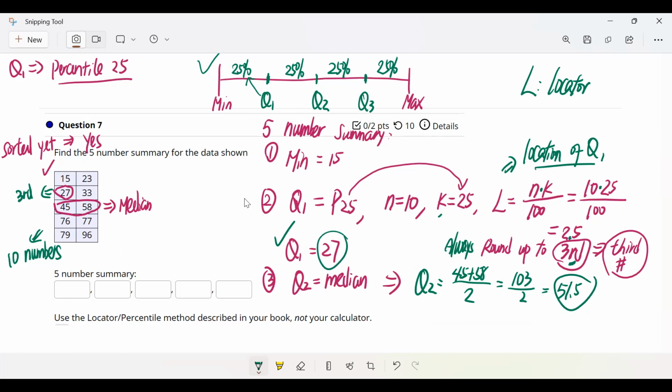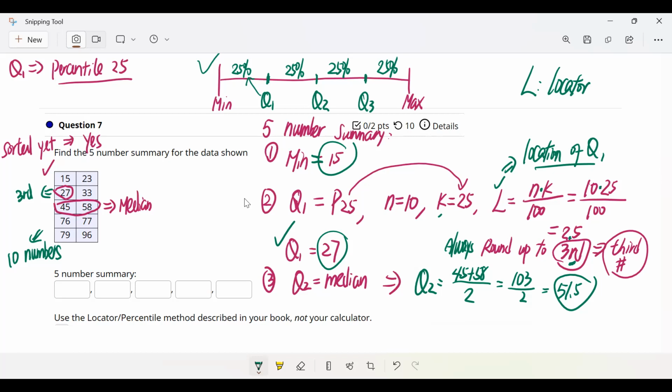Do you round that up as well? No, in this case, we don't. Only for locators. For the L, we follow that special rounding rule. But if it's the number itself, we do not. We keep it as is. Make sense? Yeah. Okay, very good.